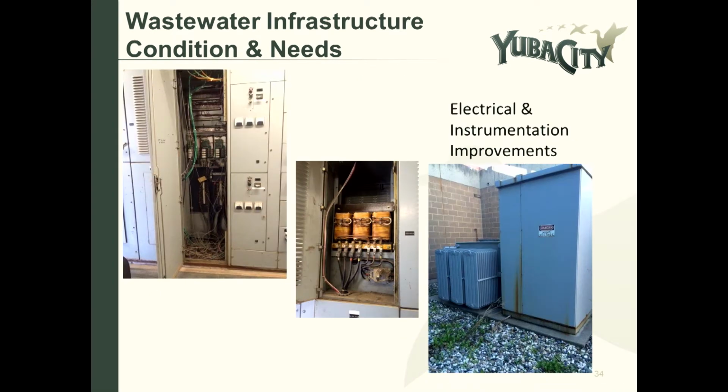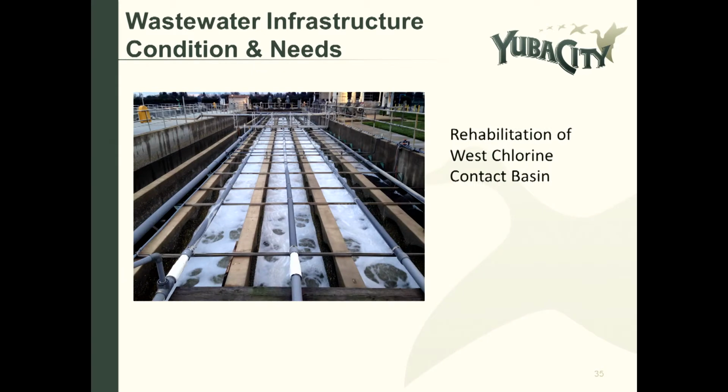And then again, electrical and instrumentation improvements. Some of the electrical and instrumentation elements are original to the plant. And then the contact basin is where the treated wastewater gets chlorinated so that it can be then discharged into either the Feather River or our ponds located on the east side of the Feather River. Which takes us to our outfall diffuser.